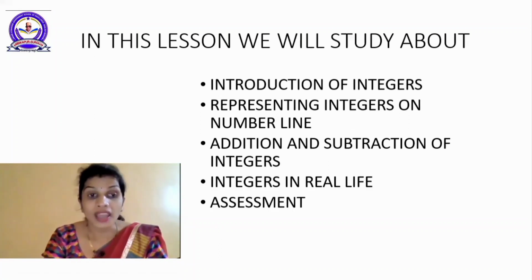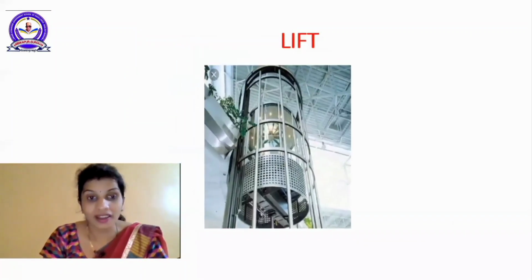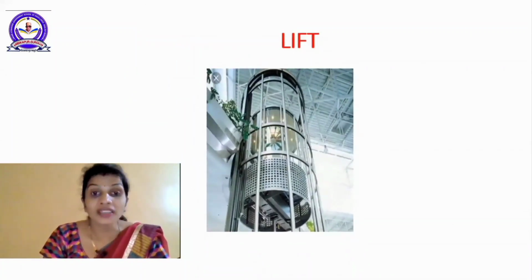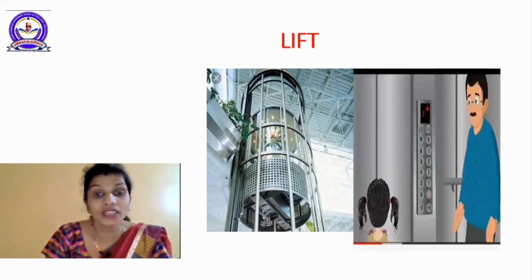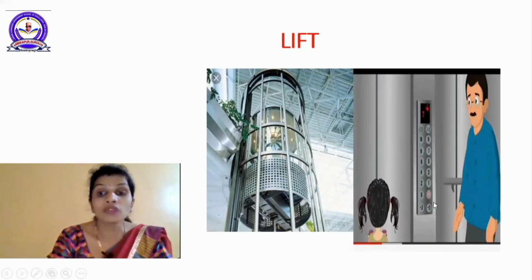Now, students, have you seen the lift? Yes, you know that in a multi-story building or in a mall, lifts are there. Suppose you want to go to the first floor. What are you going to do? You press the button given in the lift. If you carefully observe the lift, you will see that 0, 1, 2, 3, 4, -1, -2, and -3 are written. You all know that 0 resembles the ground floor.